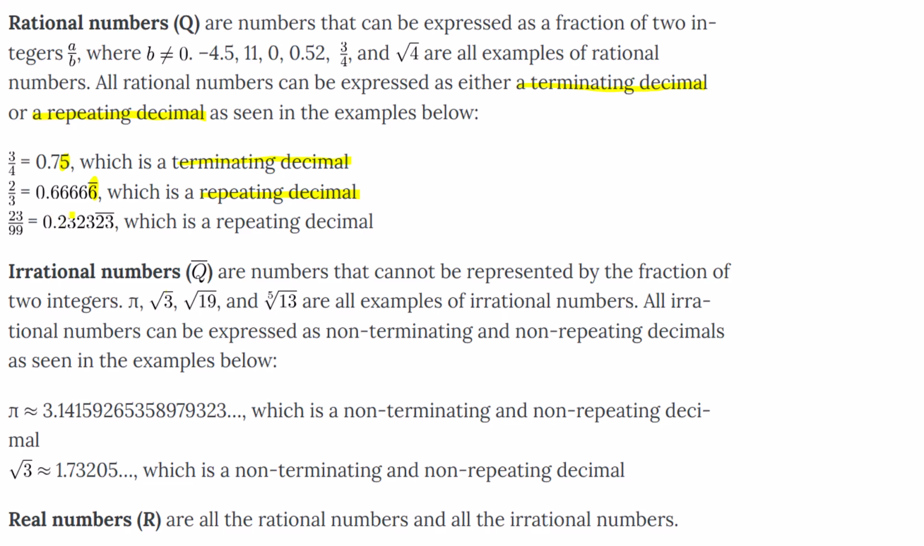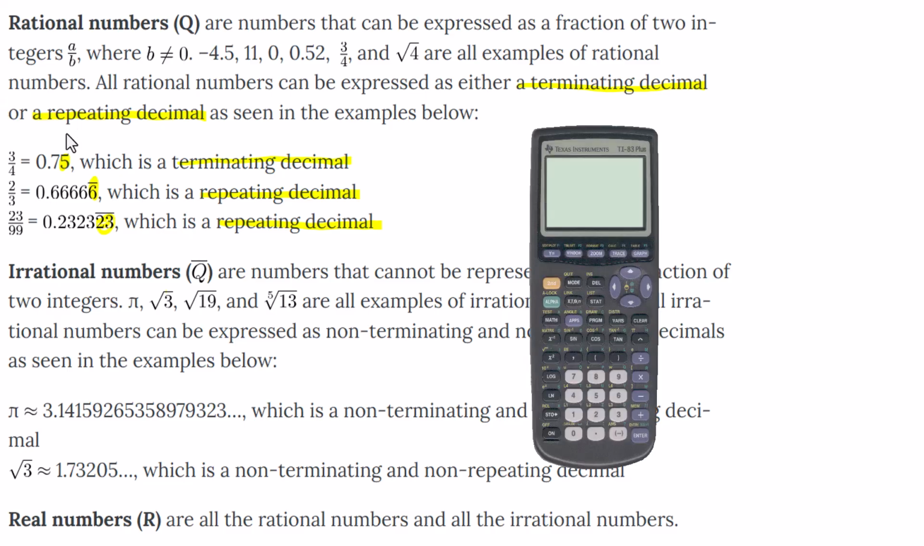Same with 0.232323. This line indicates that this number repeats 23 forever and ever. So because it's a repeating decimal, we say that this number is rational. The other thing to know about rational numbers is that all rational numbers can be expressed as a fraction.